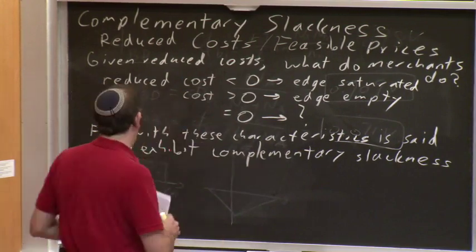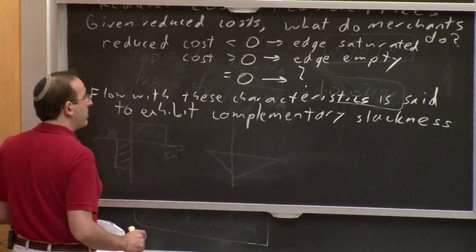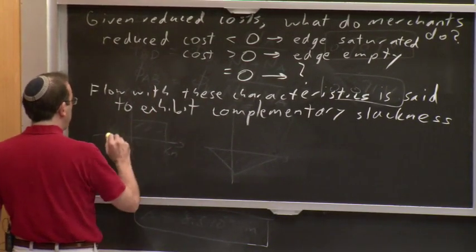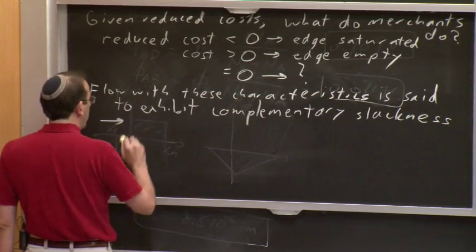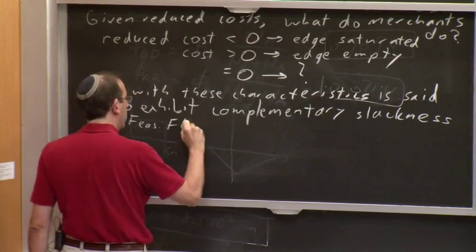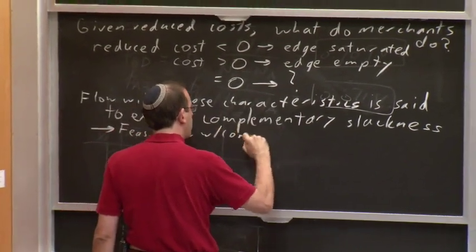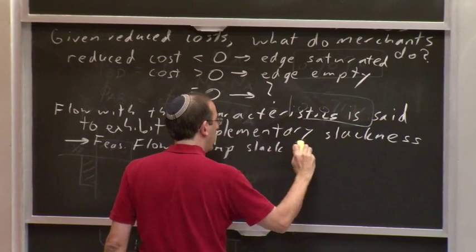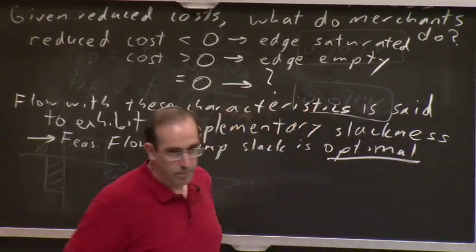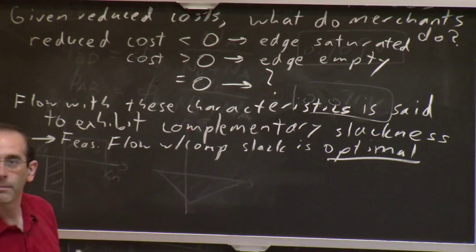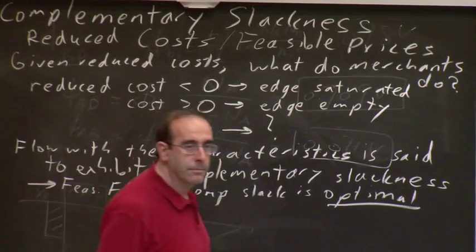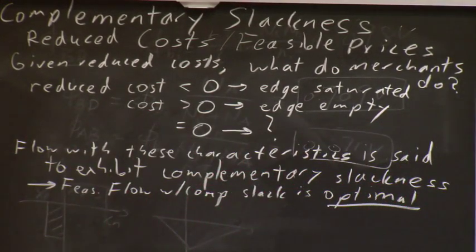Okay? And what's valuable about this is that a feasible flow with complementary slackness is in fact optimal. Okay. Why is that? Yes?